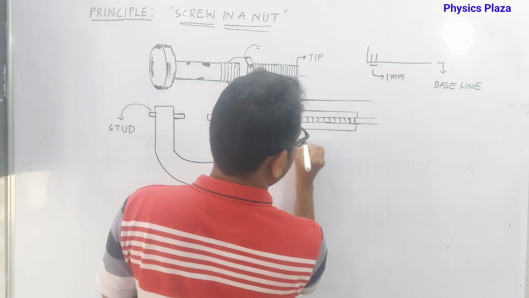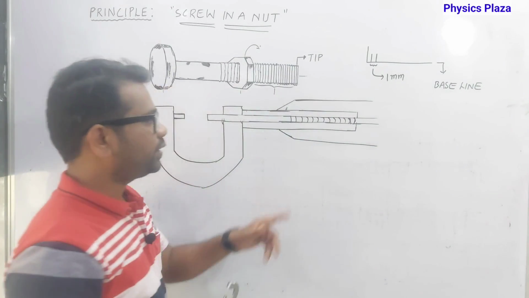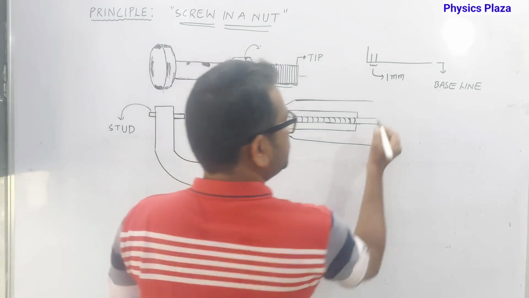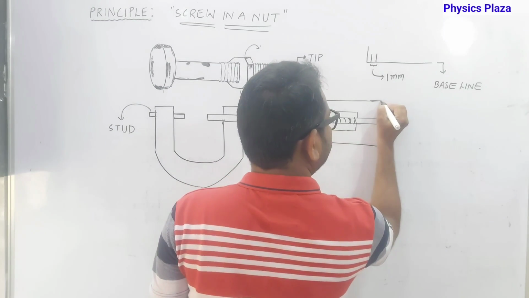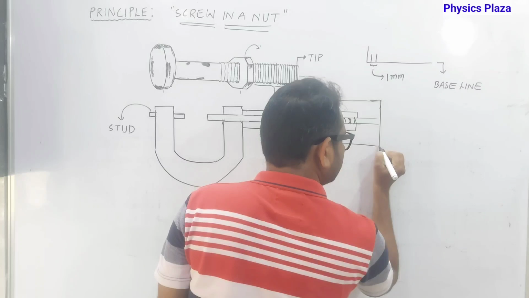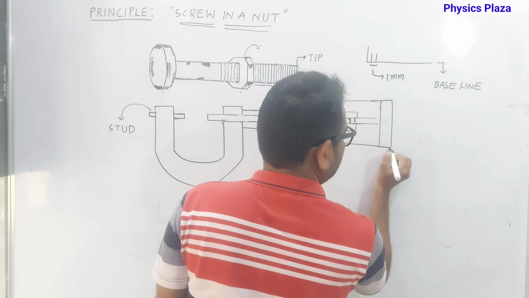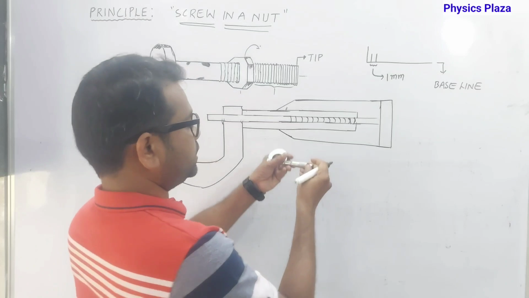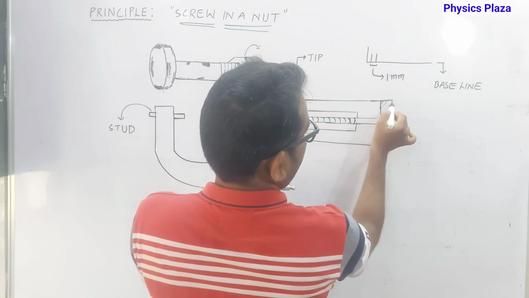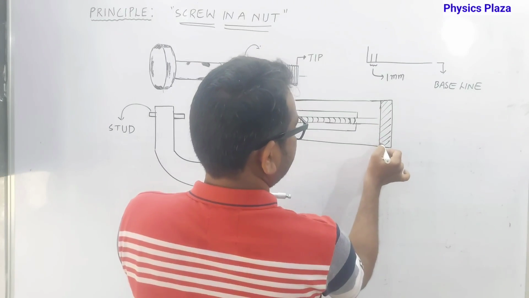Hollow cylinder. Yes, this one we can call the thimble. Okay? So at the end of this, one ratchet, this will be there. So this is how it is made.